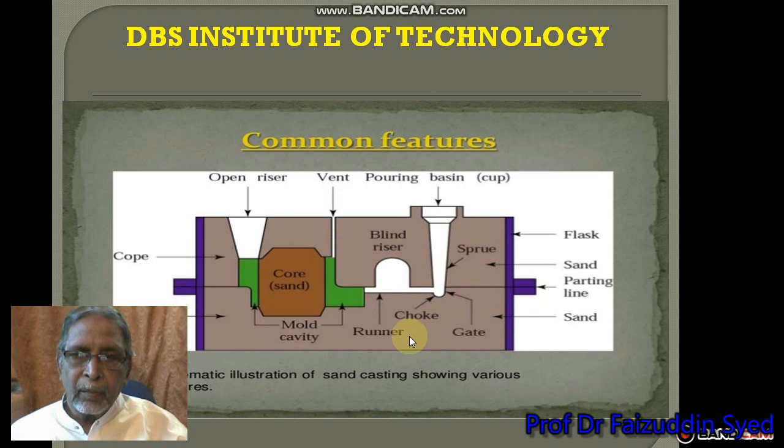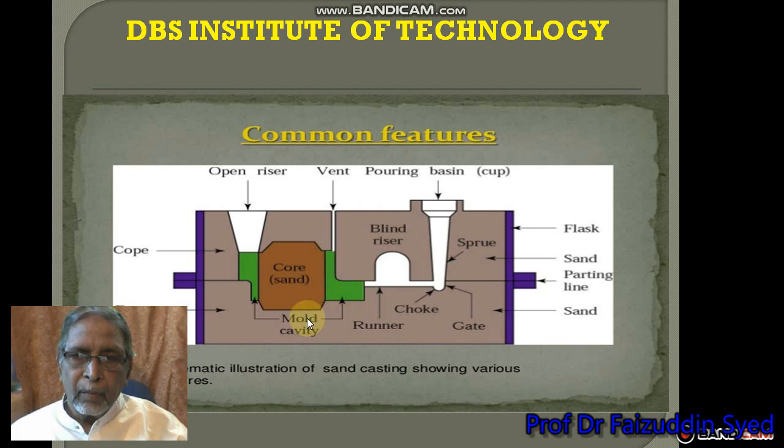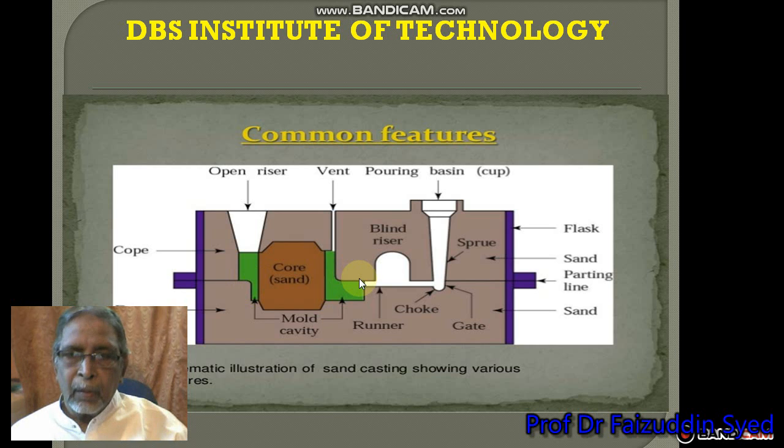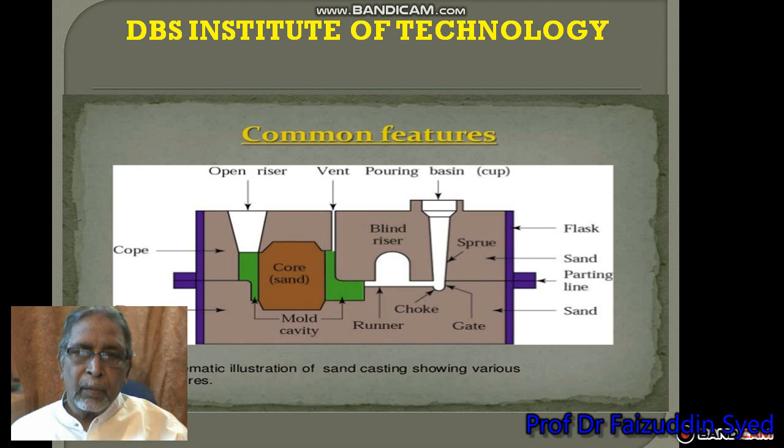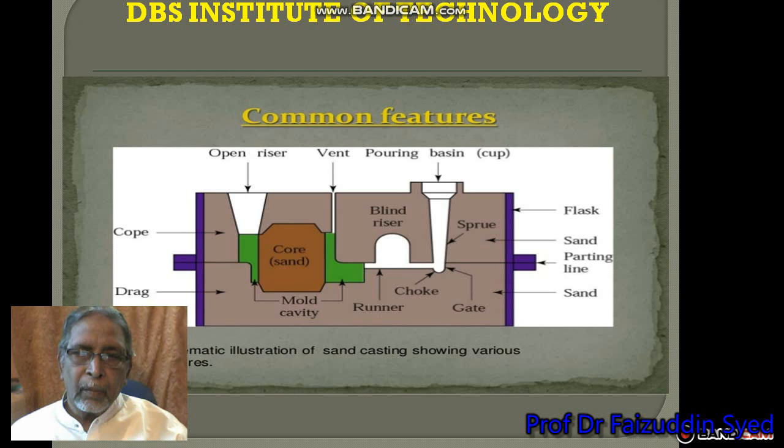And in the mold cavity you see green color and brown color sand. On the left side there is an open riser. Whatever oxides or air is trapped inside the molten material will come through this open riser, or if any excess material is poured, the material will come out through this open riser.